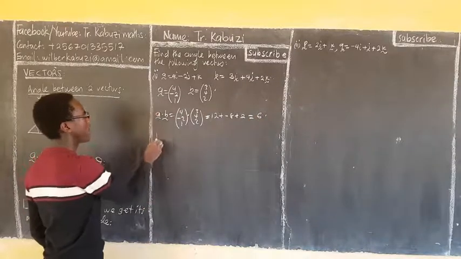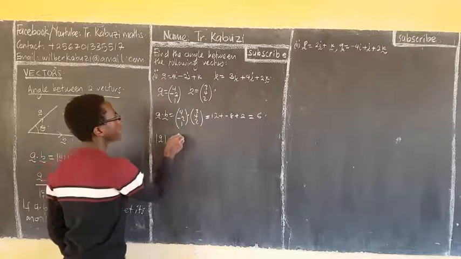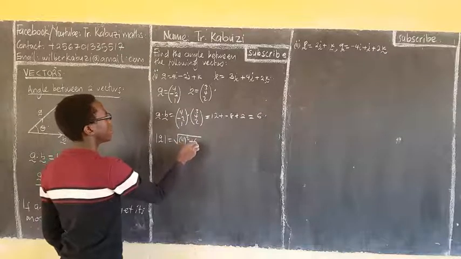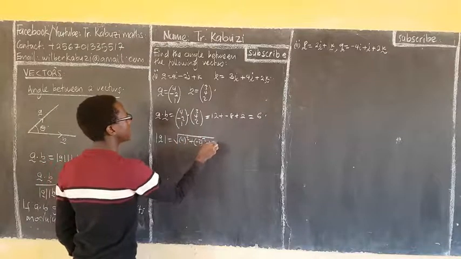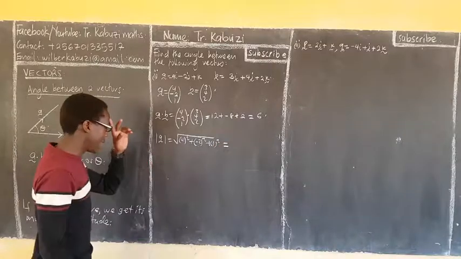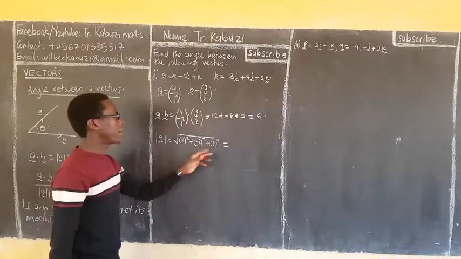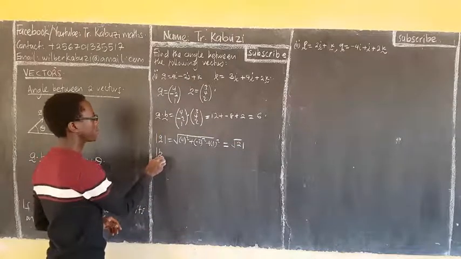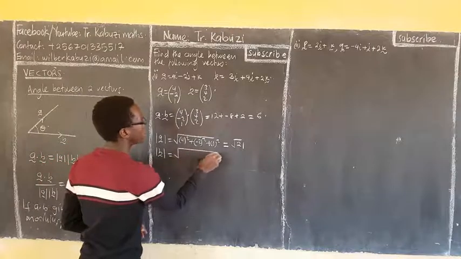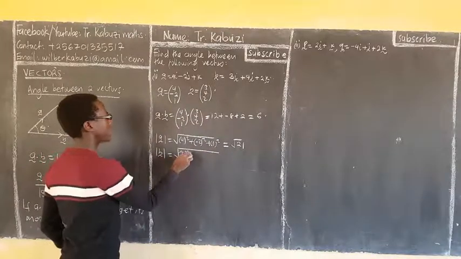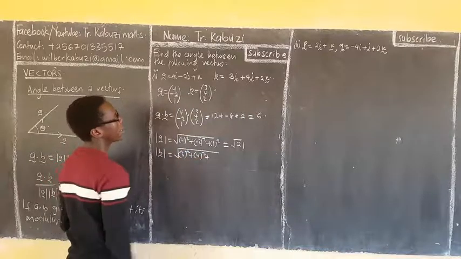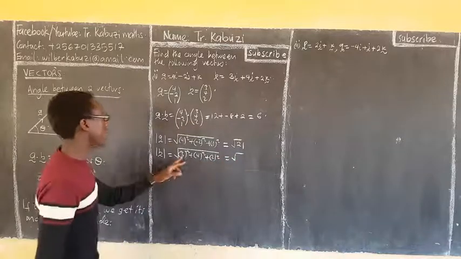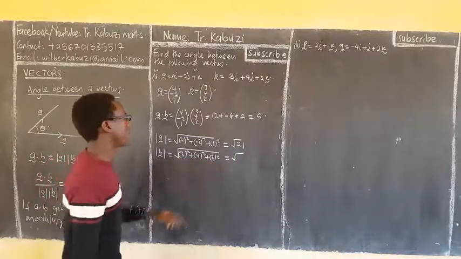Then I get the magnitude of A. Magnitude of A will be the square root of 4 squared plus negative 2 squared plus 1 squared, which is 16 plus 4 plus 1, giving root 21. Then I come to the magnitude of B, which is the square root of 3 squared plus 4 squared plus 2 squared, which is 9 plus 16 plus 4, giving root 29.